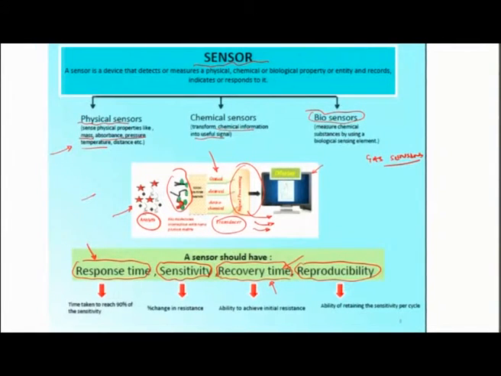So definitionally, the response time is the time taken for reaching about 90% of the final signal that comes out. 90% of the signal corresponds to whatever sensitivity levels are in the particular sensor. So if a sensor is able to measure ppm levels of gases, then for a certain amount of ppm, let's say 100 ppm, how fast the signal attains 90% of its quantum and is able to plateau itself is going to be the response time.